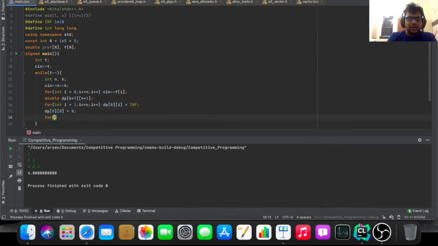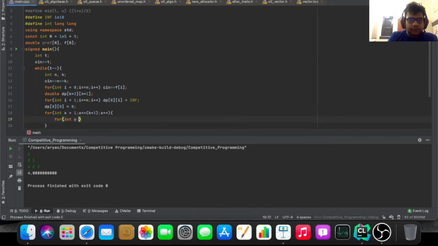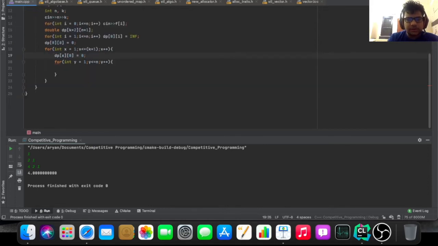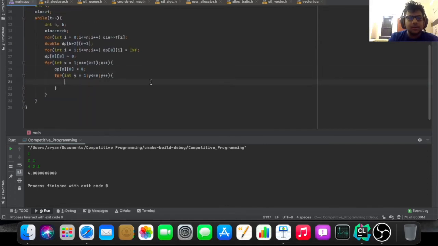Okay, so now let's calculate. So int x is equal to 1, x is less equal to k plus 1, x plus plus. For int y is equal to 1, y is less equal to n, y plus plus. And we can say dp x 0 is equal to 0, just like a basic thing, because that will never change. Now we need to go backwards. So let's set j as our potential breakpoints.